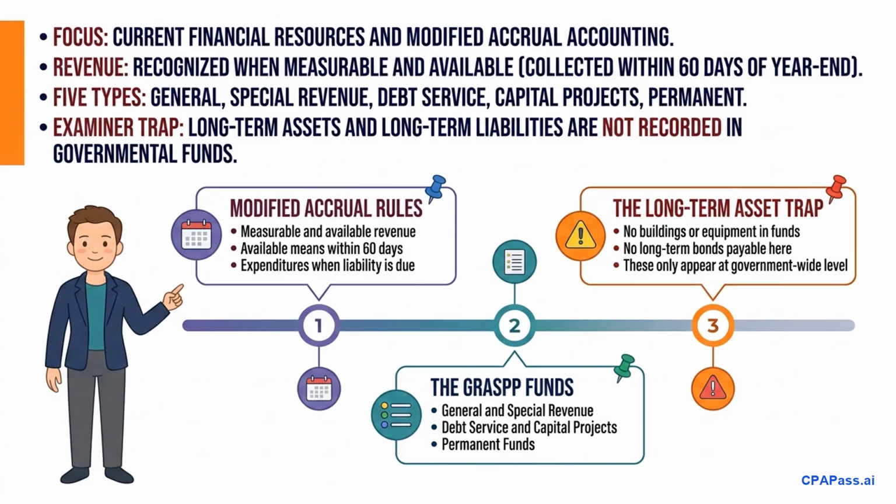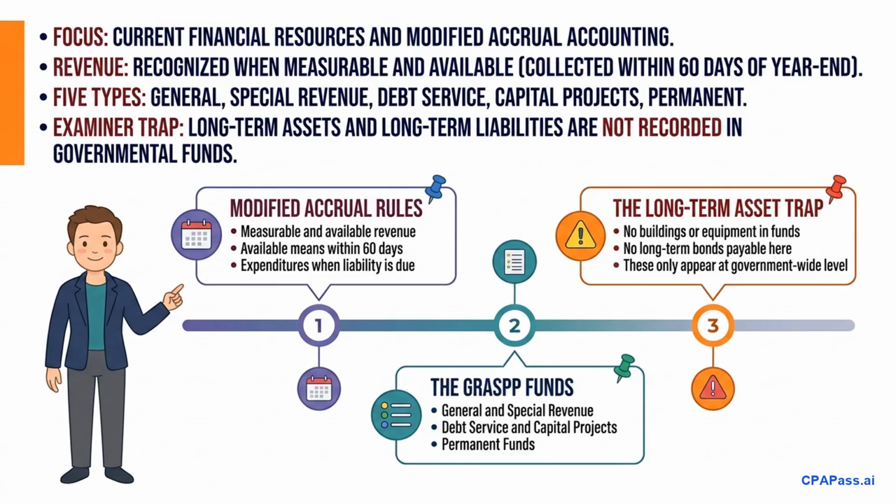Let's dive deeper into governmental funds. These 5 funds, general, special revenue, debt service, capital projects, and permanent, focus strictly on current financial resources. This means they only track what is spendable right now. Because of this, they use modified accrual accounting, where revenue is recognized only when it is both measurable and available, meaning collected within 60 days of year end.